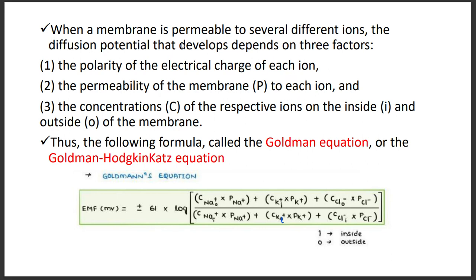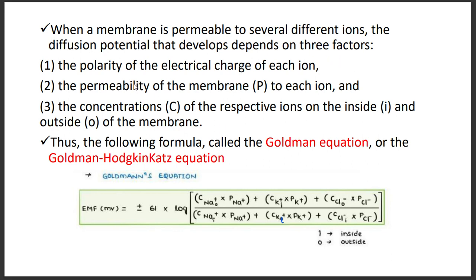So the permeability of the membrane to several ions is going to lead to the diffusion potential that is going to develop. Because we have got different ions outside of the cell and inside of the cell, there's going to be a diffusion potential. There's going to be a difference. You'll see that the outside of the cell is positive, the inside of the cell is negative. That is a potential difference. That is what we are calling the membrane potential.